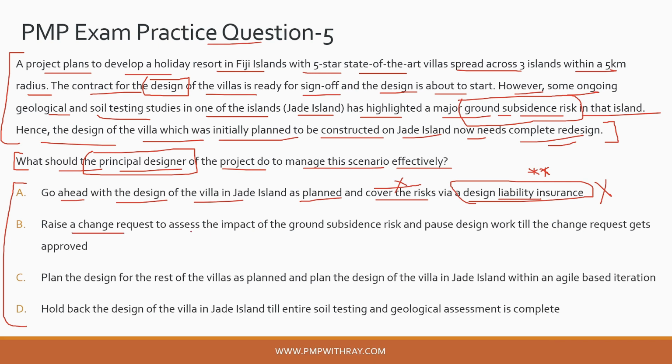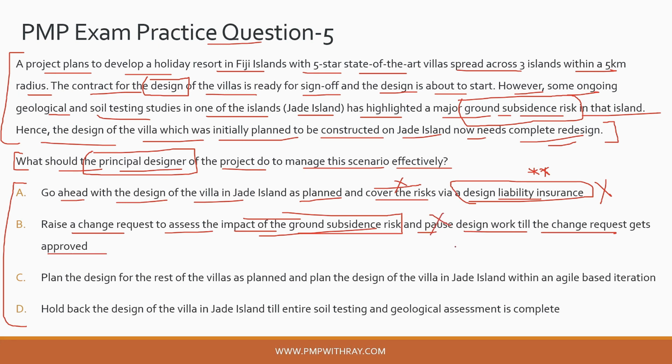Option B, raise a change request to assess the impact of the ground subsidence risk. This part is okay. I am not debating that you need to raise a change request to assess the impact. However, let's read the second part of this option: and pause design work till the change request gets approved. Okay, so this is incorrect, guys.